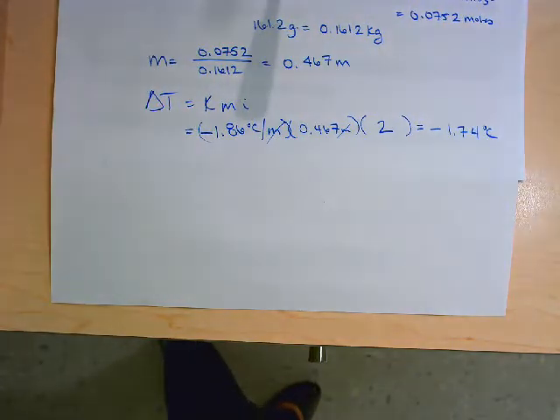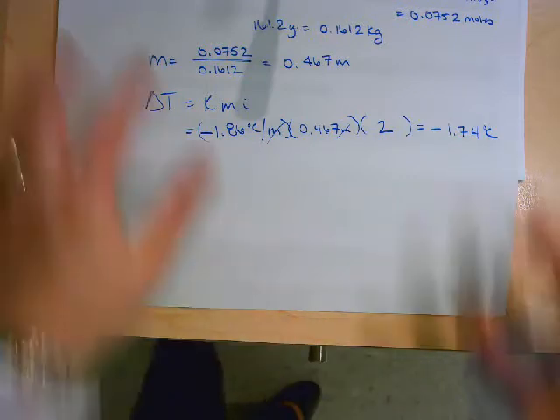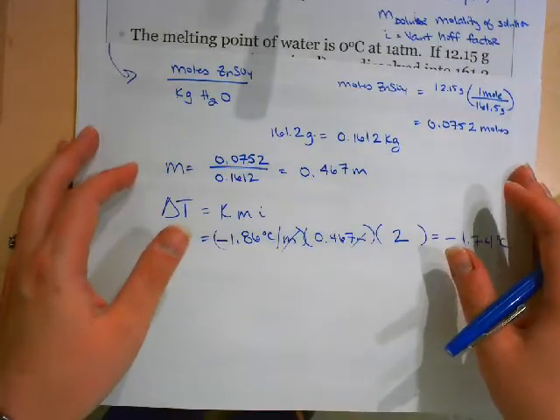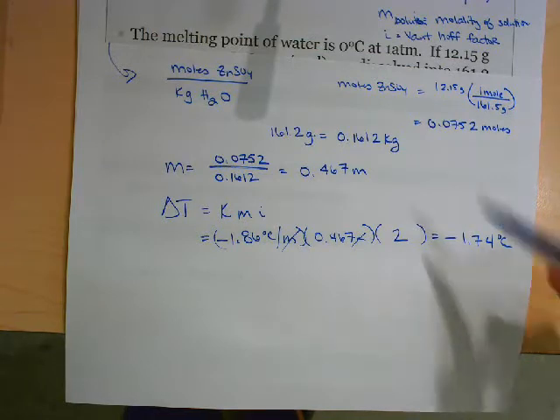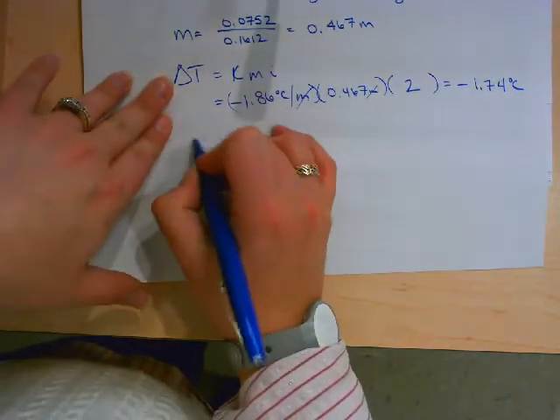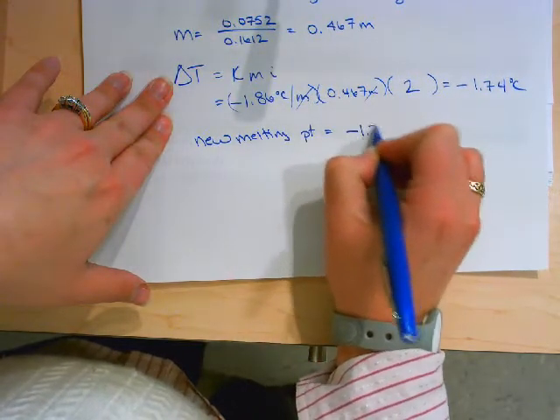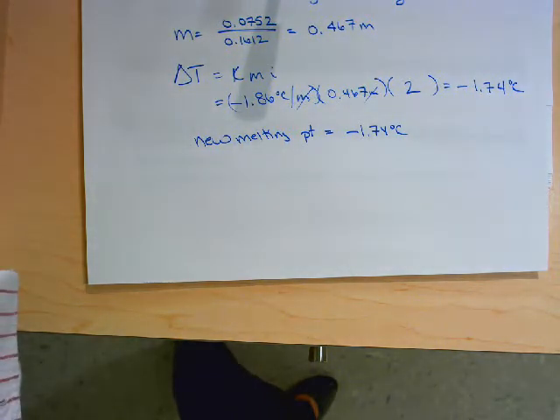Alright, so my change in temperature is negative 1.74 degrees Celsius. The question was, originally, what is the new melting point? The melting point was 0. My change in temperature is negative 1.74. So what temperature will this solution now melt at? It's easy when we're talking about water and it starts at 0.